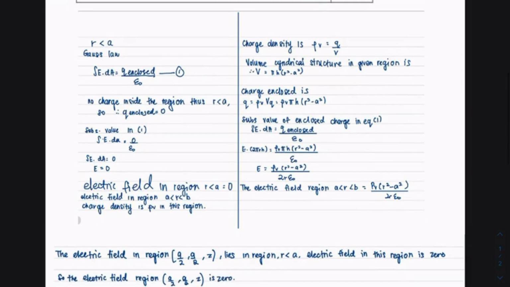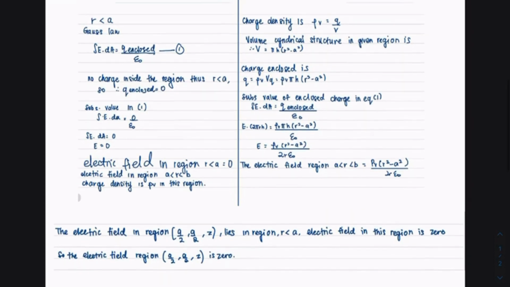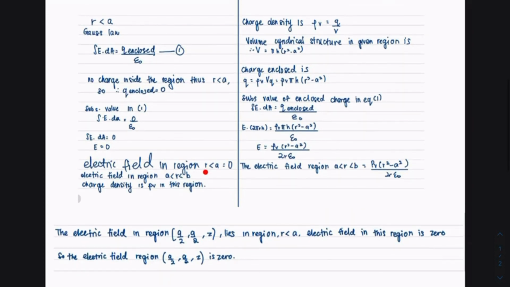So we substitute Q enclosed equal to 0 into the first equation, and this is the new equation. Because of that, we got the electric field equal to 0. Thus, we can conclude that the electric field in region R less than A is equal to 0.